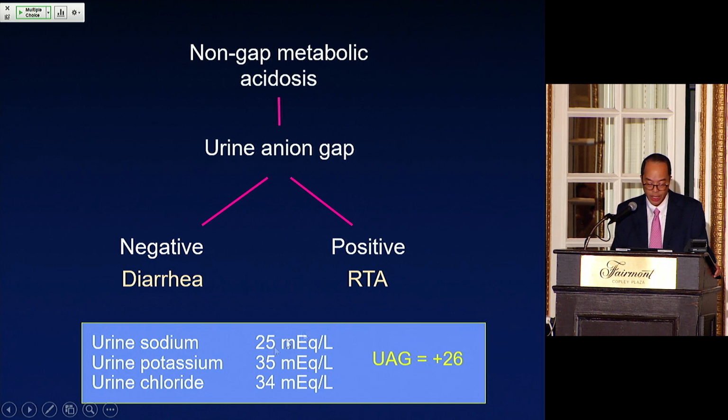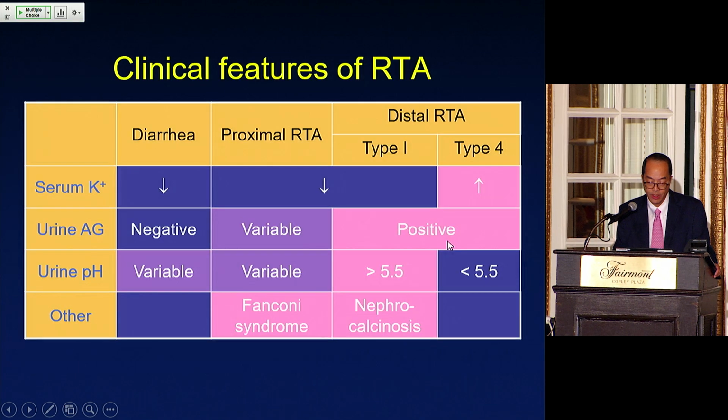We look at the urine anion gap. Hers is 25 plus 35 minus 34, which is plus 26. So it's got to be an RTA. Okay? So she's hypokalemic, so it's not a type 4. It's either a type 1 or a proximal RTA. And her urine pH is also elevated, right? So 6.5. So it's actually perfect for a classic type 1 distal RTA.